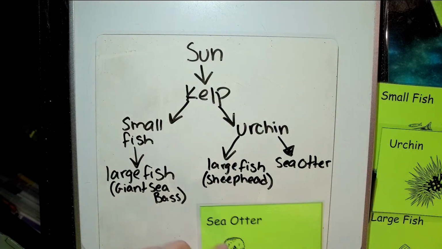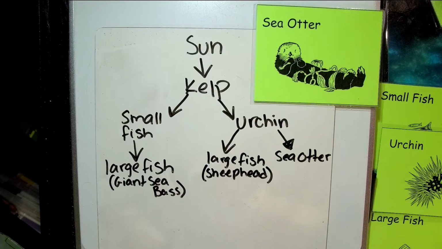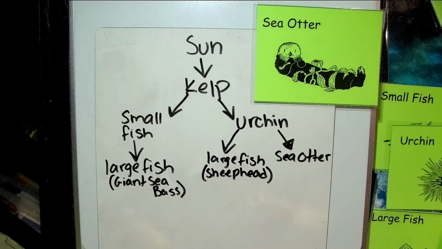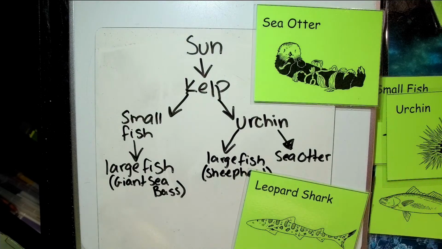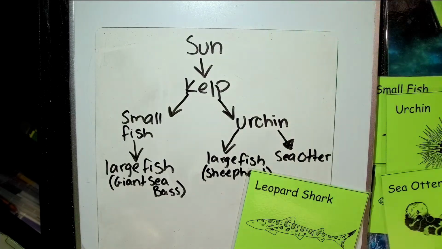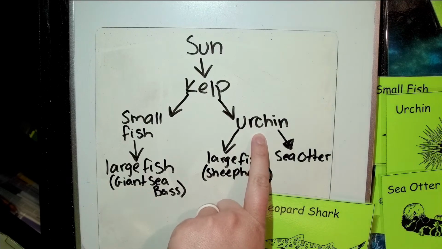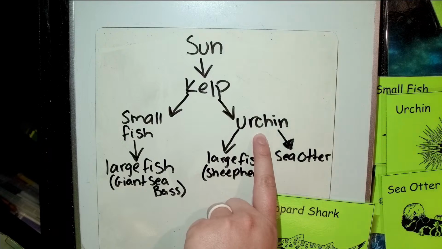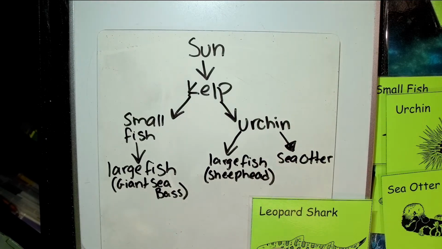So we have sea otter added in now to our food web. Now, some other animals that we talked about, one was that leopard shark. Where do you think the leopard shark fits in? Is the leopard shark eating the urchin? Probably not. Is the leopard shark eating the large fish?